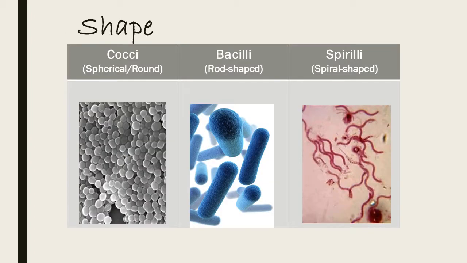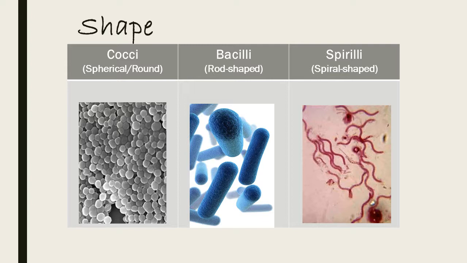So the first thing I want to talk about with bacteria is the shapes that they come in. We have three main shapes. We have cocci, which means round or spherical. We have bacilli, which means rod-shaped. And then we have spirilla, which is a spiral-shaped bacteria cell.